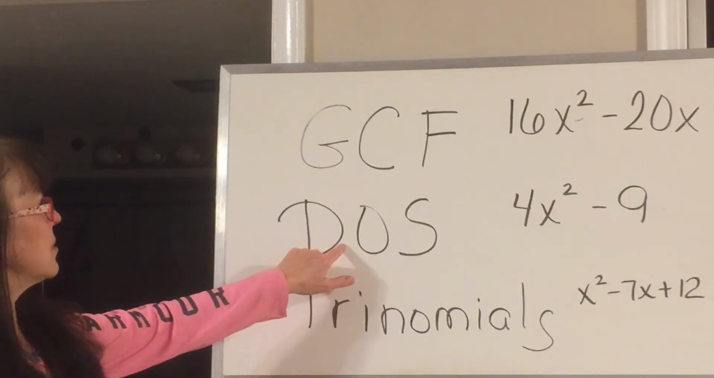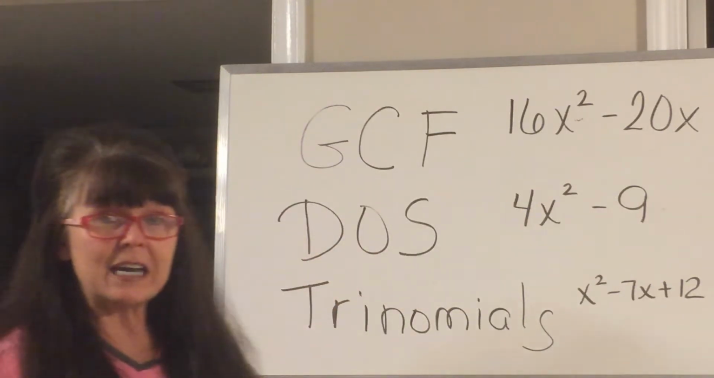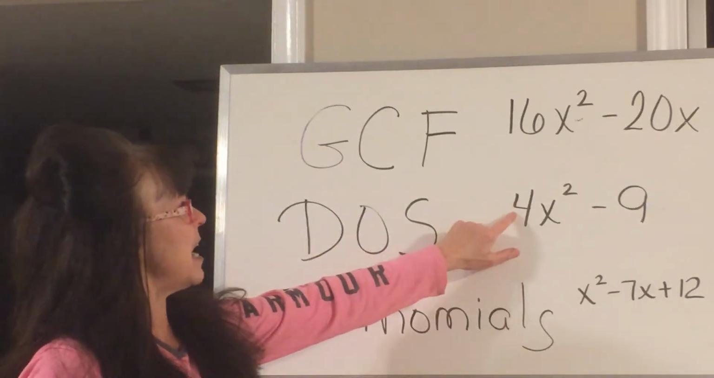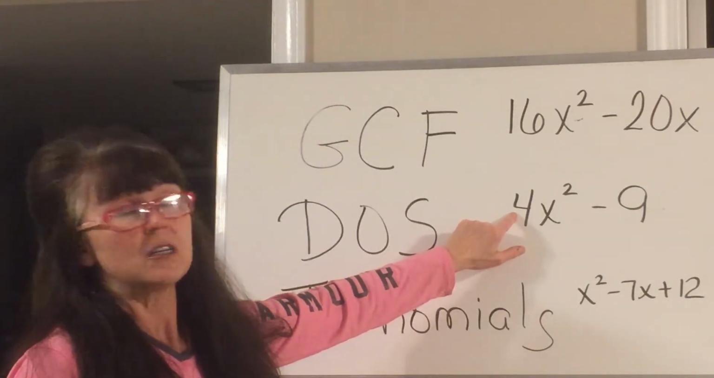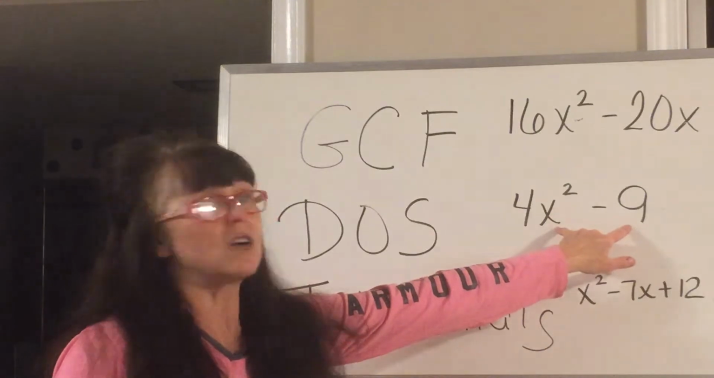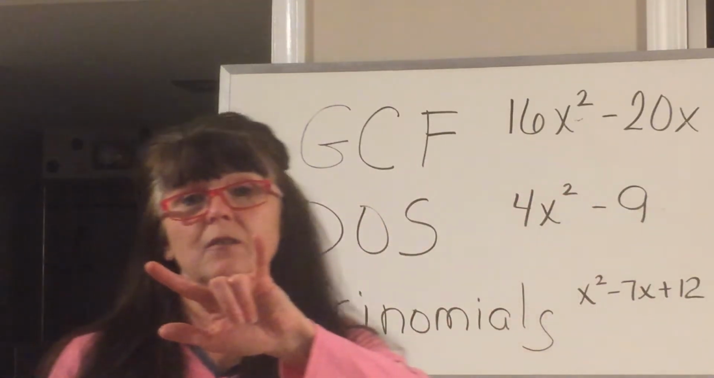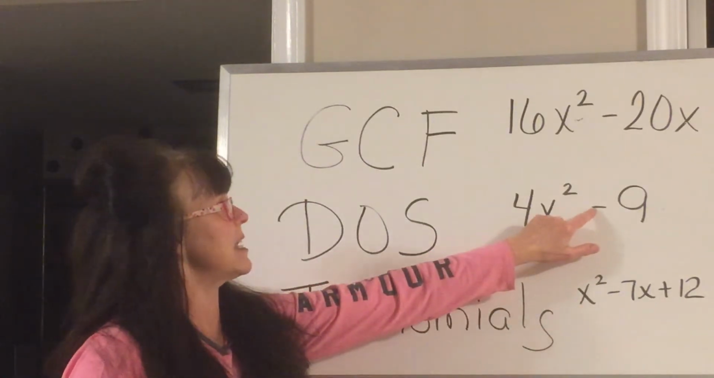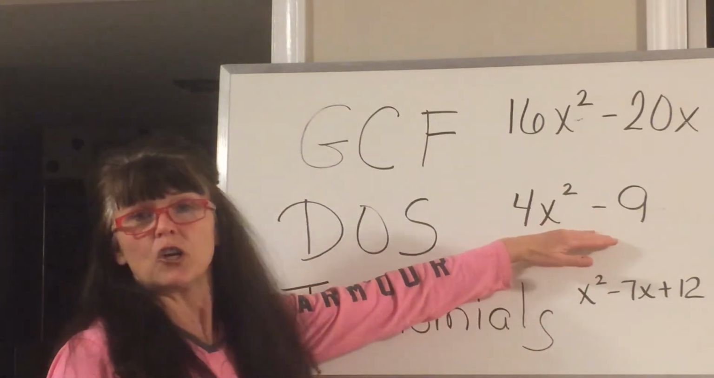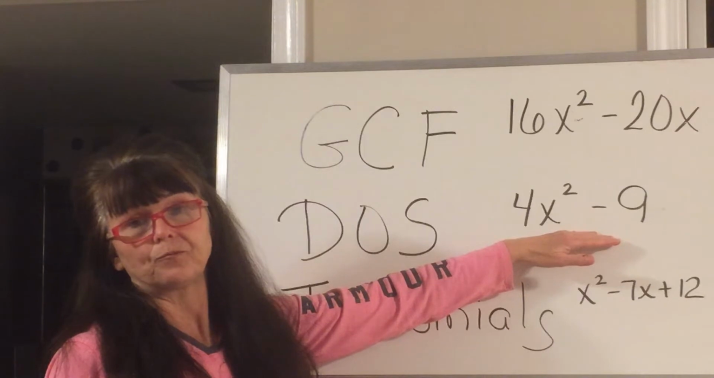Difference of squares. How do you recognize them? The numbers are always perfect squares. A difference of squares only has 2 terms. It means it's a binomial. And there's always a minus in the middle. So that's how you can recognize those.